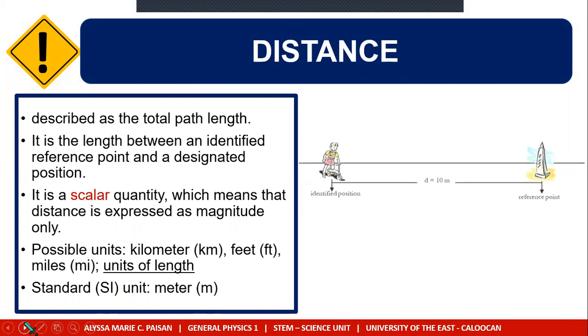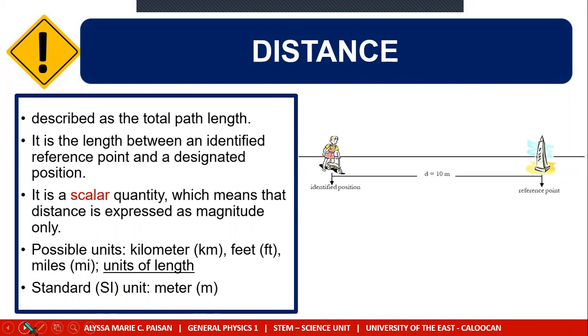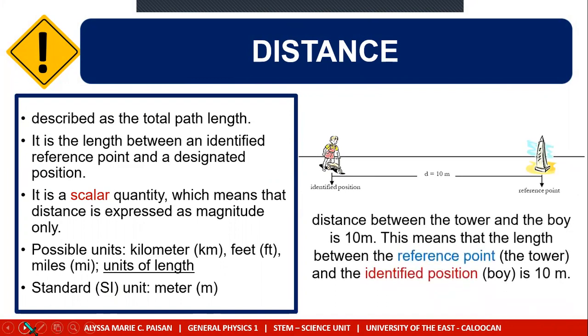Let's have an illustration for this. Let's say that we have this boy who came from the reference point, which is the tower. And then after traveling for 10 meters, he reached the identified position or his destination. Here, obviously, the distance traveled by the boy is 10 meters.